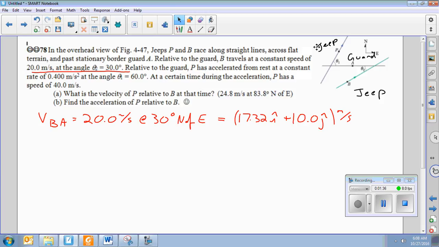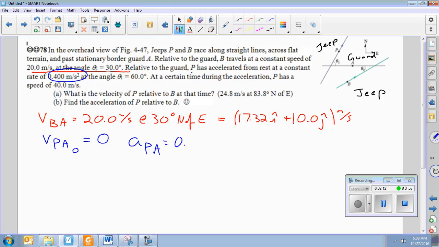All right. Then the next thing it says is relative to the guard, P has accelerated from rest. So the velocity of P relative to the guard initially is 0. And then it tells you that the acceleration of P relative to the guard is 0.400 meters per second squared. So what that really tells me is that the velocity of P relative to the guard at time t, being a little sloppy about my units here, is going to be 0 plus my acceleration times time, right? v_i plus a times t. So it's just going to be 0.400t, right? So that's the velocity of Jeep P with respect to guard A at time t.